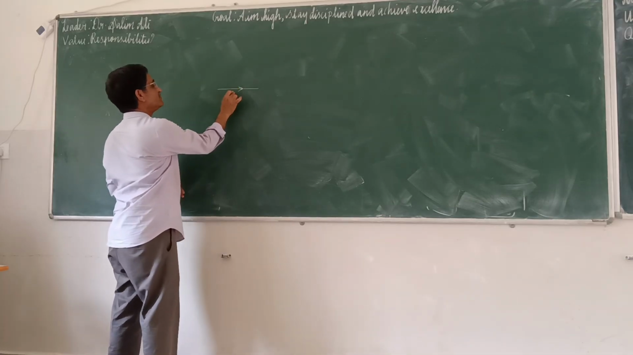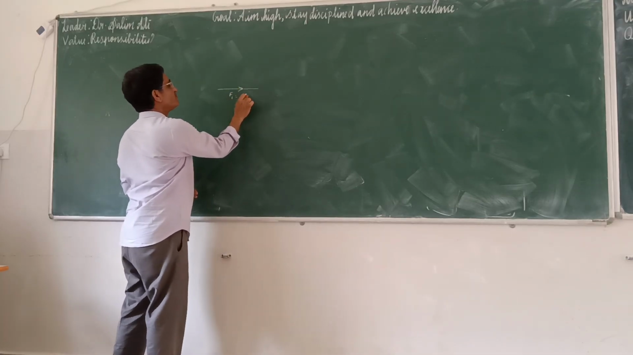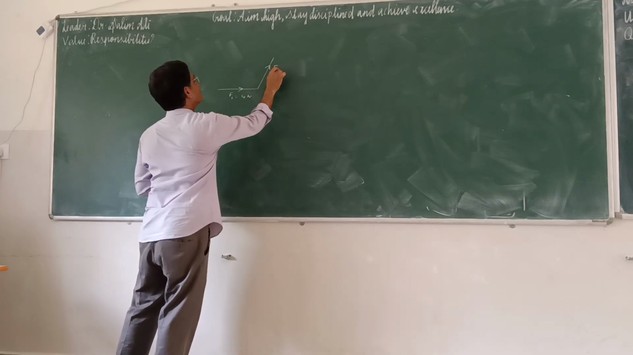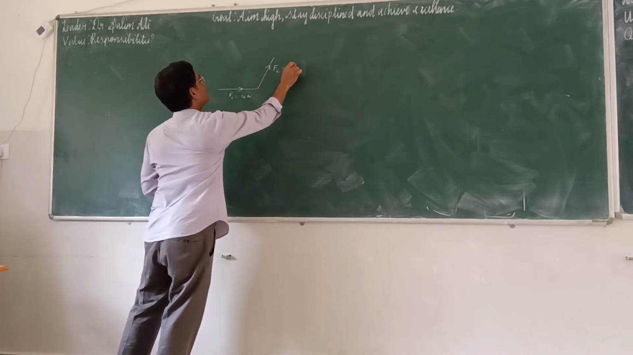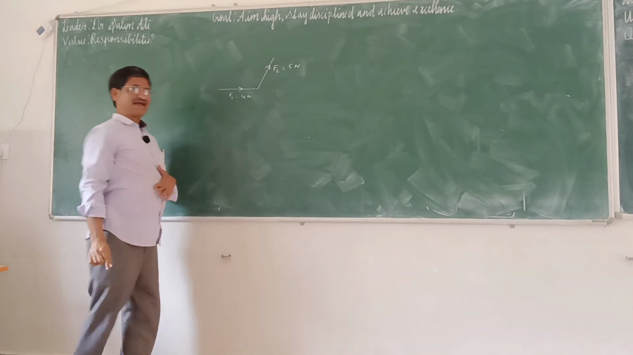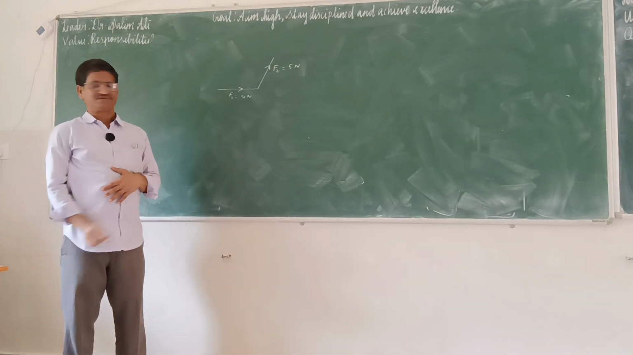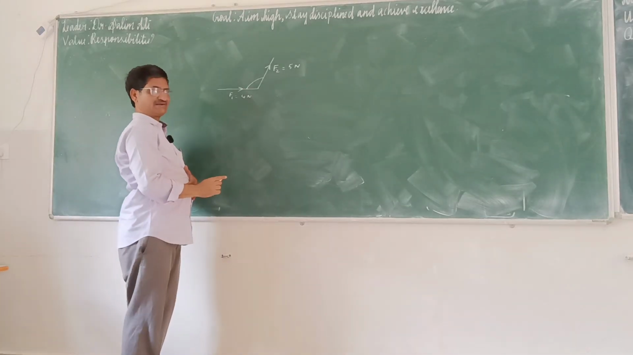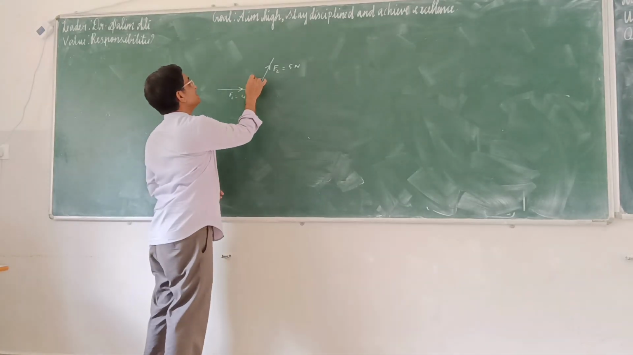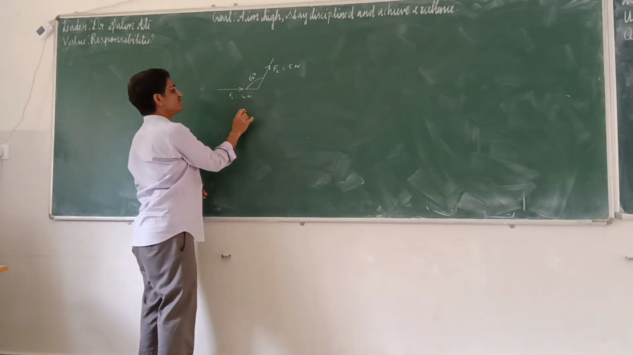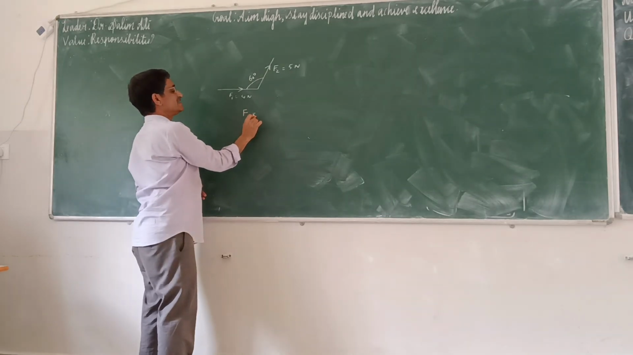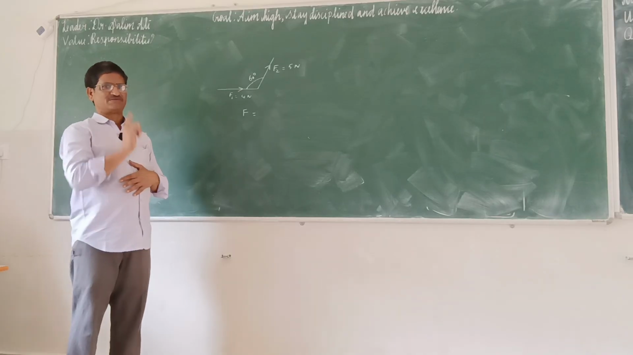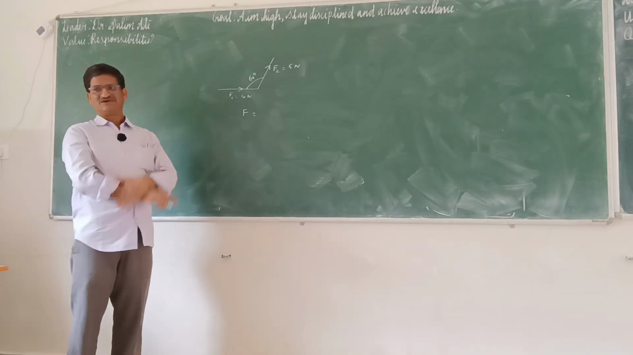Suppose this is the force F1, 4 Newton. This is the force F2, magnitude 5 Newton, acting on the body. Here the angle is mentioned, 60 degrees. So what is the formula for resultant force? I am asking only the formula. Resultant force formula.